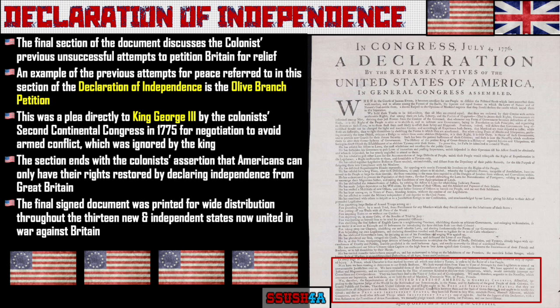This section ends with the colonists' assertion that Americans can only have their rights restored by declaring independence from Great Britain. The final signed document was printed for wide distribution throughout the 13 colonies, which were now independent states, and quickly spread to every corner of the British Empire.